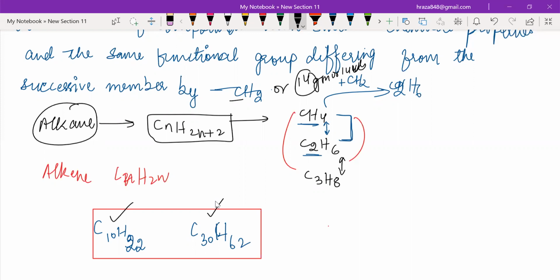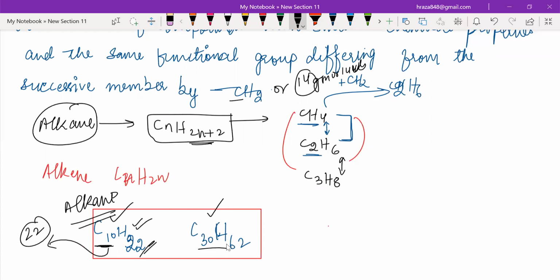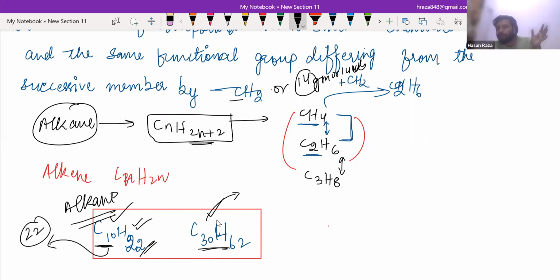According to the formula, the number of carbon is 10. What should be the number of hydrogen? Double 10 is 20, plus 2. So how many hydrogens are there? 22. It is an alkane, yes or no? Yes. Now come to this. How many carbons are there? 30. What should be the number of hydrogen? Double plus 2. What is the double of 30? That is 60 plus 2, that is 62, right? Yes. So it is also an alkane. Yes.